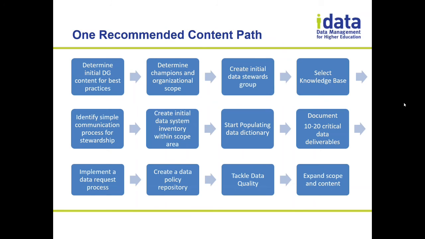So one recommended path for a content method, and this is just one path, it really depends on where you're going, but this is something I see as potential success. You want to determine your initial data governance content for best practices. What do you want to focus on to start? Maybe if you buy into my pitch that the inventory is important, you start with the dictionary and your inventory. Determine your champions and which organizations are excited about doing it. Enrollment really wants to do it, so let's have them start it. Create some initial data stewards group. Maybe you can co-opt an existing group that's already focused on security or an ERP implementation, and use those folks, or just create a committee around the organizational scope you're starting.